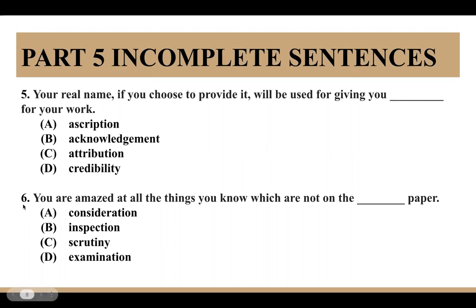That's it. You are amazed at all things you know, which are not on blah blah blah paper. A, consideration. So we can see that the context is all about something here. The adjective plus paper, is that right? Consideration paper is okay. So inspection paper, scrutiny paper, or even examination paper. Paper exam, right? So it's not that hard here. So the answer we go for D here. Everyone type D for me, please.